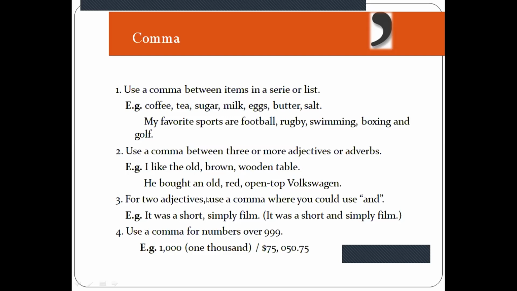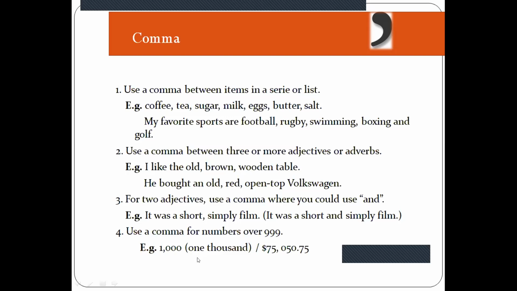Number 3, for two adjectives, use a comma where you could use and. For two adjectives, use a comma where you could use and. It was a short, simple film. It was a short and simple film. Instead of using and, you use a comma. It was a short, simple film.